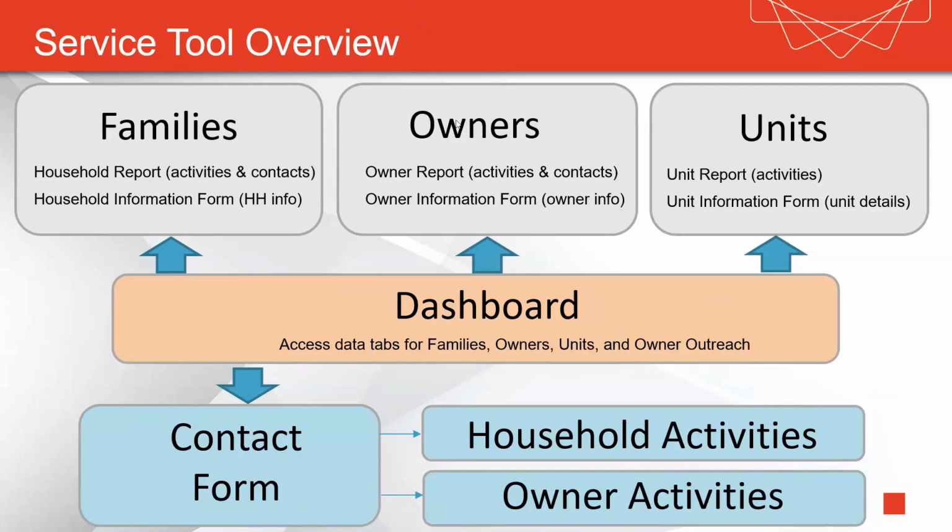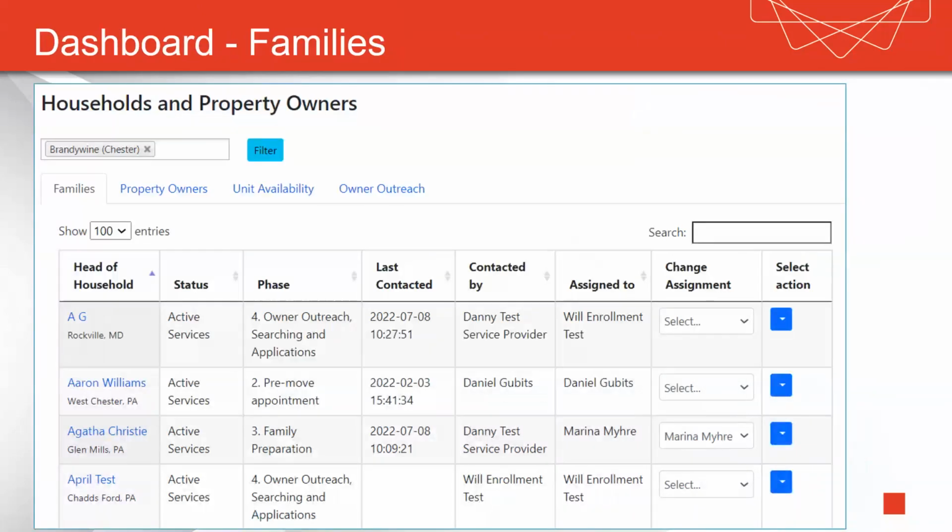All right. So now let's go back to the dashboard here, and I want to just show you what the dashboard looks like. So let's go to the next slide. So this is the dashboard, and you can see where it says families, and then property owners, and then unit availability and unit outreach. Those are the different tables in the dashboard. So there's the 4 different tables, and the one that's showing right here is the families table.